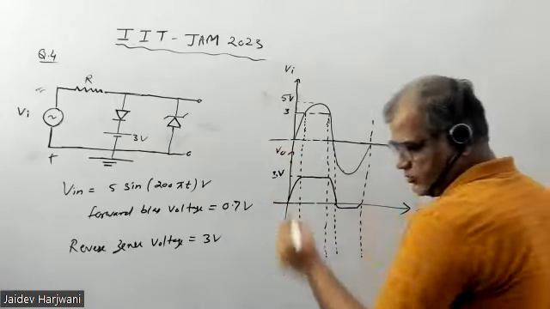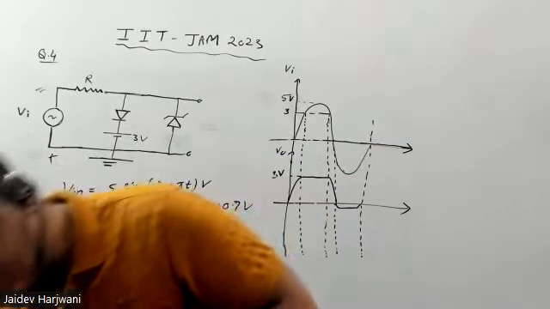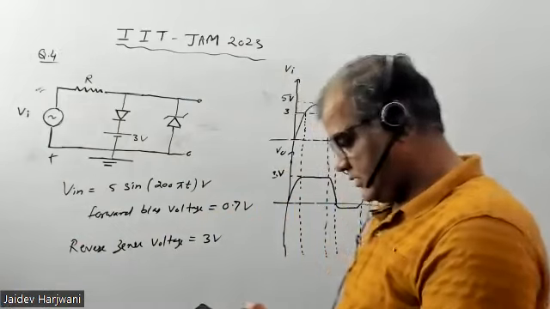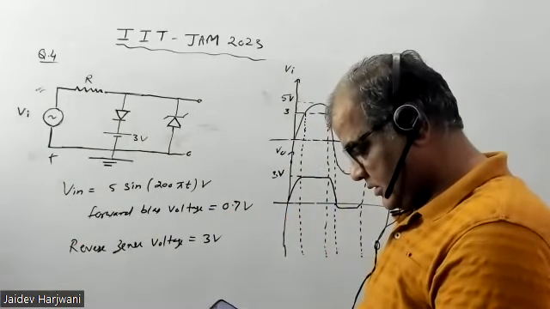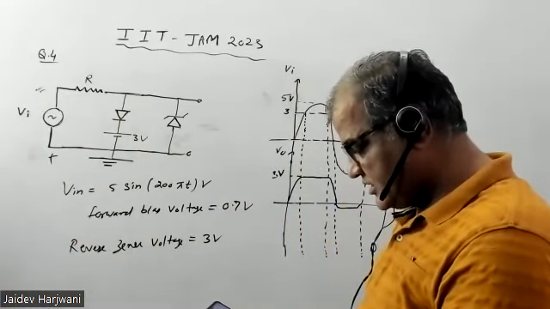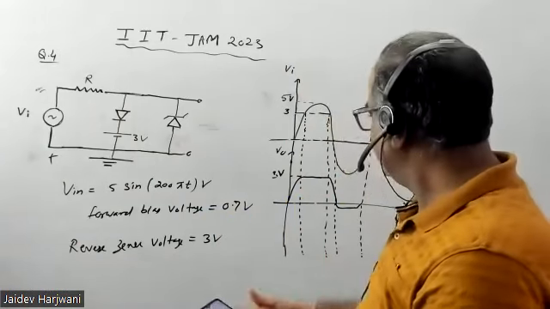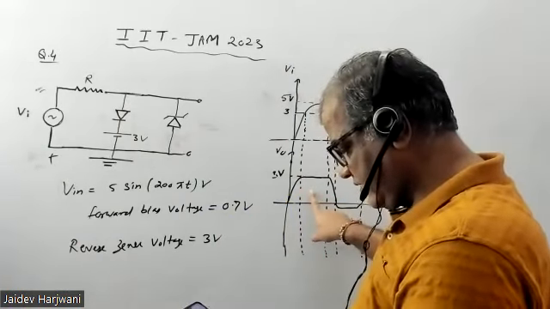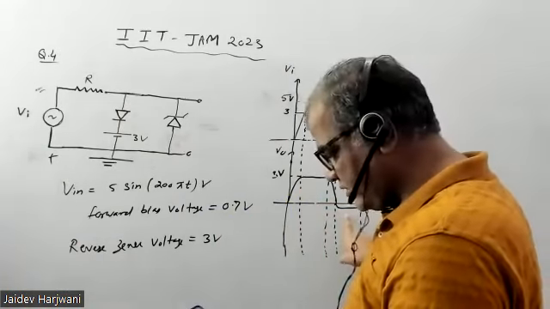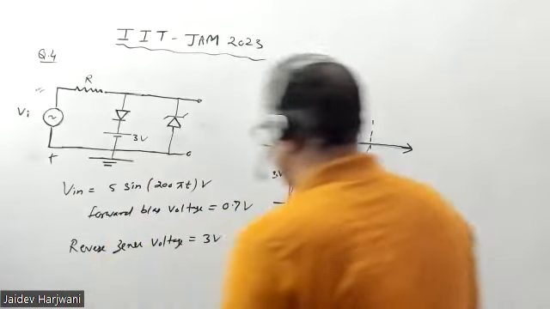And this output wave, I think, is given as option C. Let me check. Okay, so this type of option 3 is given. You have 3 volts, and then you have this 0.7 volts. So this is option 3. So option 3 is correct.